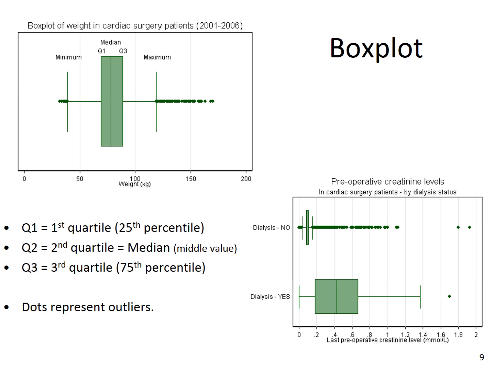The graph in the bottom right corner is the preoperative creatinine levels by dialysis status. You can see that in the no dialysis group, the majority of observations are less than 0.2 millimoles per litre with lots of outliers. Whereas in the yes dialysis group, the data is more spread out and the right tail of the box plot is very long from Q3 to maximum, and this data is skewed.